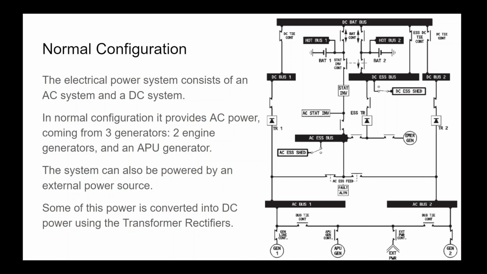The electrical power system consists of an AC system and a DC system. In normal configuration, it provides AC power coming from 3 generators: 2 engine generators and an APU generator. The system can also be powered by an external power source. Some of this power is converted into DC power using the transformer rectifiers.